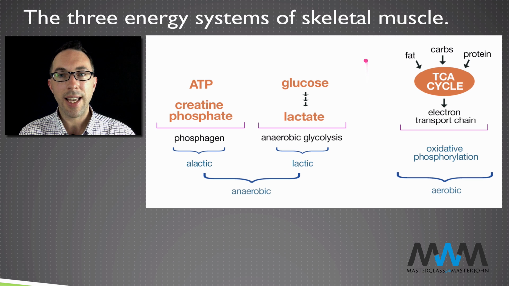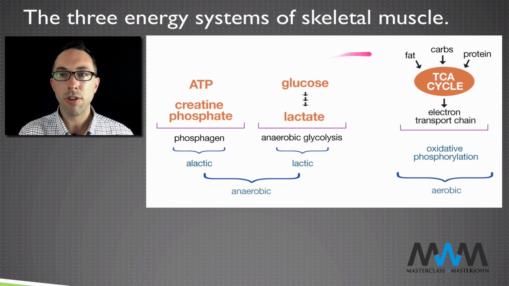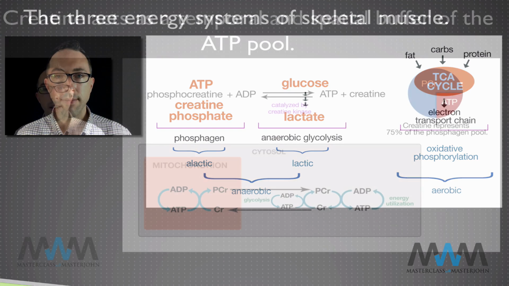Everything on the left is the anaerobic supply. It can operate in the absence of oxygen. Notice that all three macronutrients support the aerobic supply. But only glucose is supporting anaerobic glycolysis, giving carbohydrate a special role in supporting anaerobic energy metabolism.